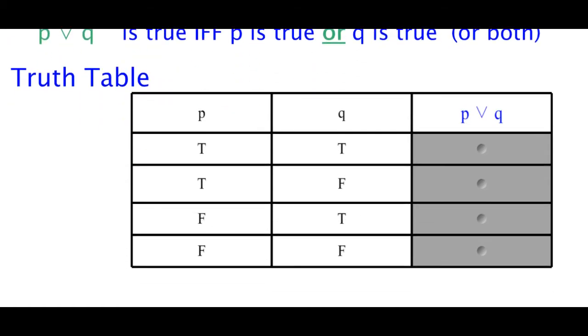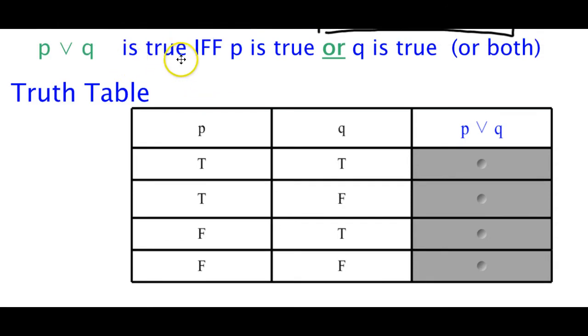So let's look down here. We have P is true or Q is true or both. If P is true and Q is true, then this has to be true. If P is true and Q is false, then this also has to be true because one of them is true. If P is false and Q is true, then this has to be true because this one is true. If these are both false, then this has to be false. So again, if P is true or Q is true or both, then it's going to be true. So it's either one or both.